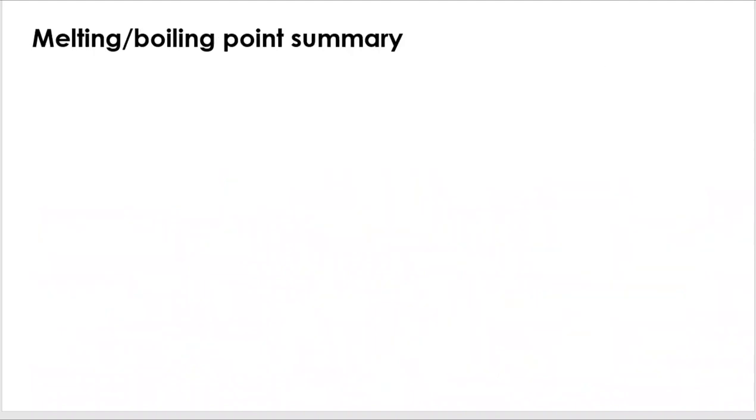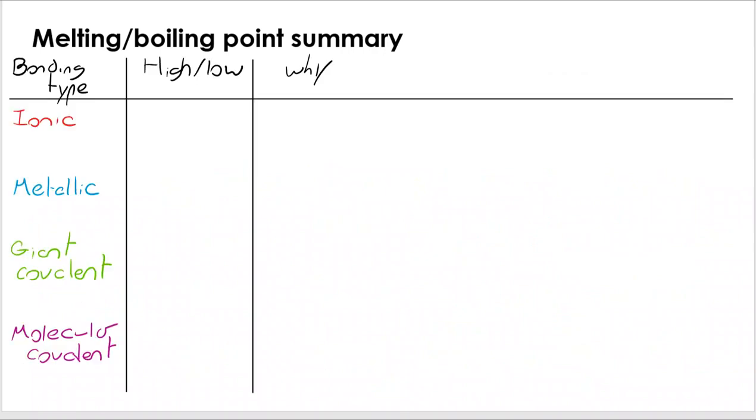I'm going to do a similar thing here now with melting and boiling point summaries. So here's a table. How confidently can we fill this in? Well, we're going to start by putting the highs or the lows. We can see that ionic, metallic, giant covalent are all high melting points, whereas molecular covalent is low. There are numerous difficulties that can be had when you are explaining why they're high or low, and it all comes down to using the correct terminology. So I'm going to try and highlight some of the similarities, and then we can see the differences.